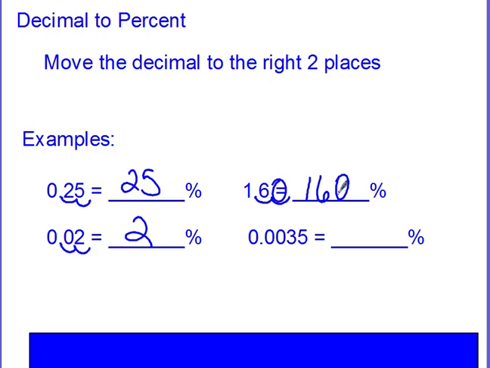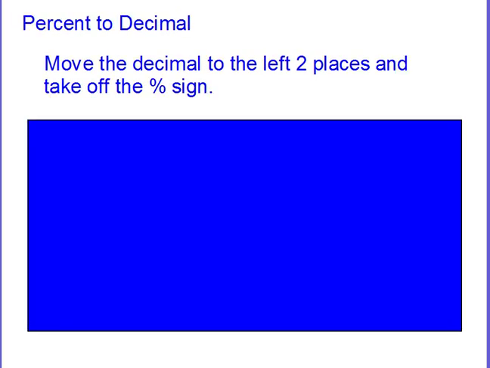Okay, and this last one, we've got 0.0035. We do what this says, move the decimal 2 places to the right, and we end up with 0.35%, a percent that is smaller than 1. Yes, you can have percentages greater than 100% and less than 1%. Well, what if I wanted to go the other direction, changing a percent to a decimal?